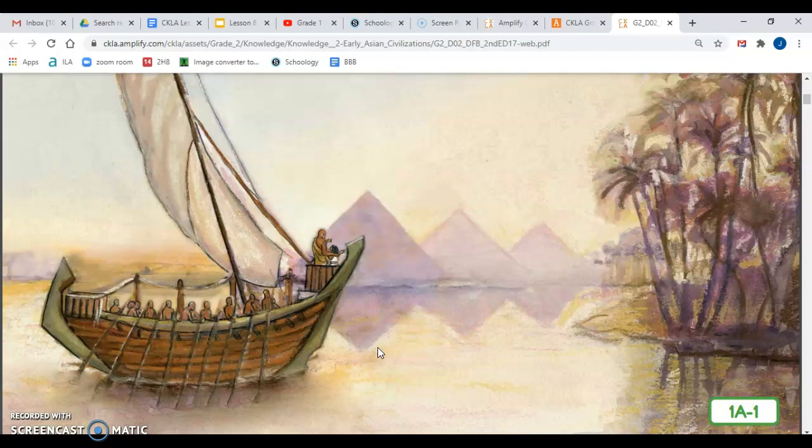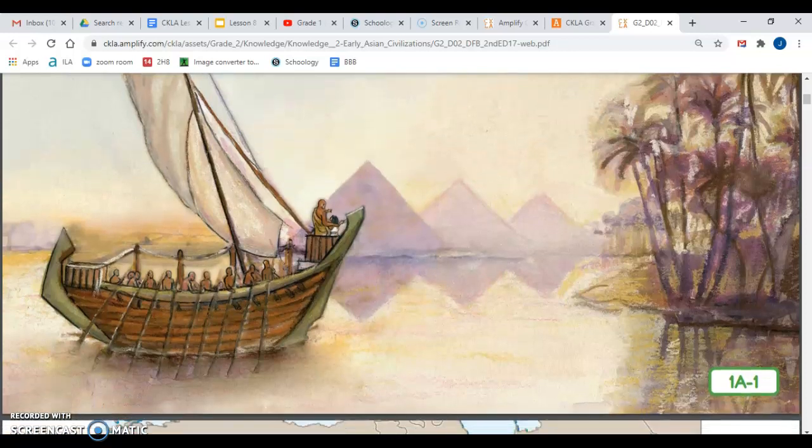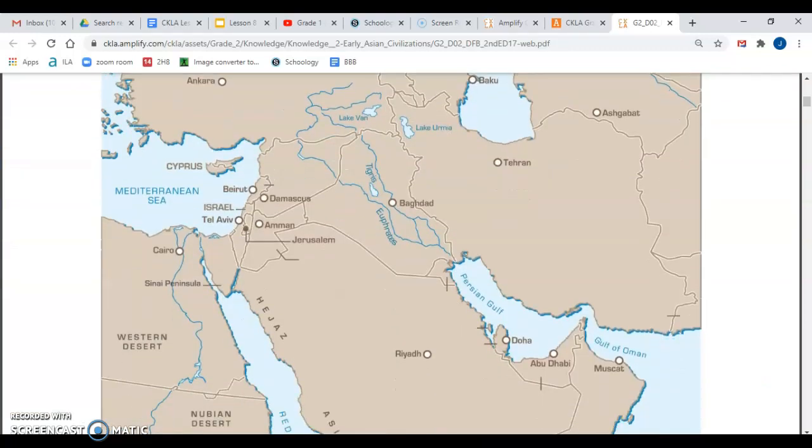Okay? So, if you look at this picture of this civilization, there are 2 parts shown in this image. Jobs, because they're farming, and cities. You can see the city back behind. Jobs and cities. Okay? So those are the 2 components of a civilization. Now we're going to look at the next page.